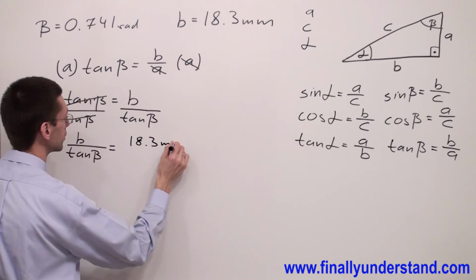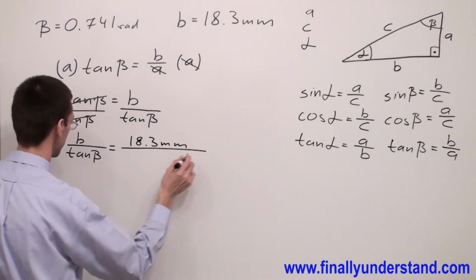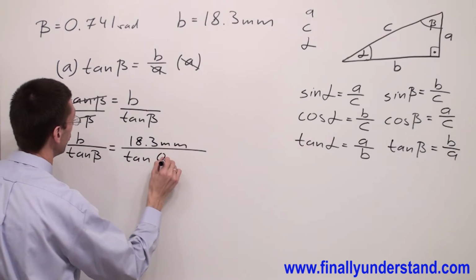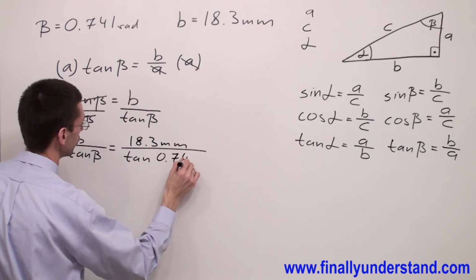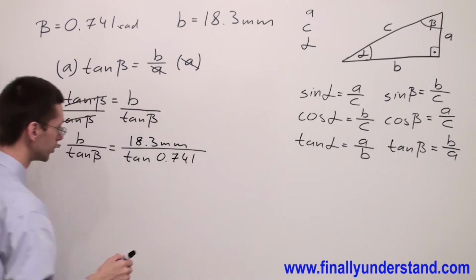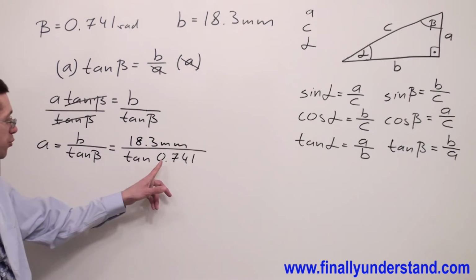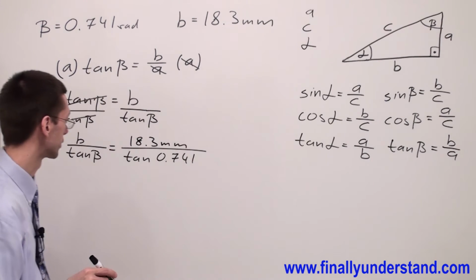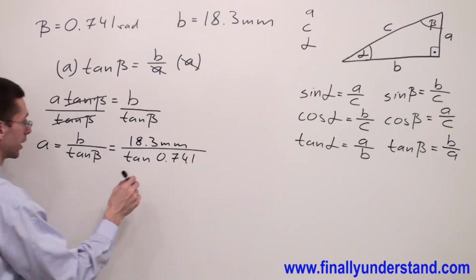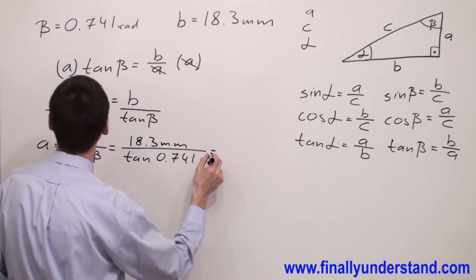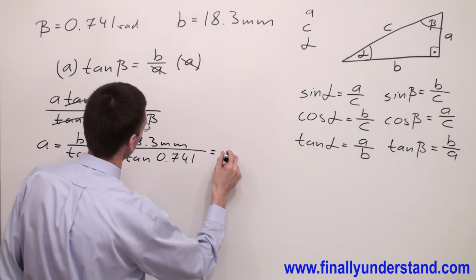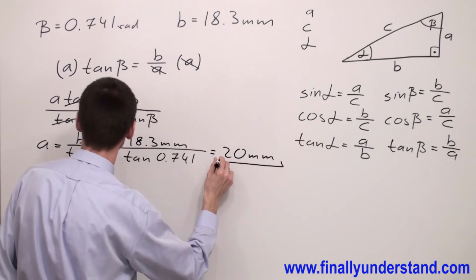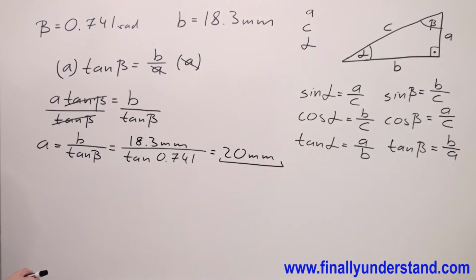This is equal to 18.3 millimeters over tangent of 0.741 radians. Please notice that the angle is expressed in radians, so you have to switch your calculator to radians. Plugging these values into the calculator, you're supposed to get the answer 20 millimeters. Okay, and this is the length of side A.